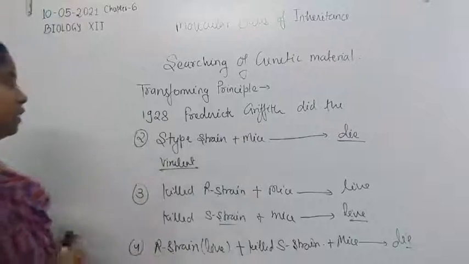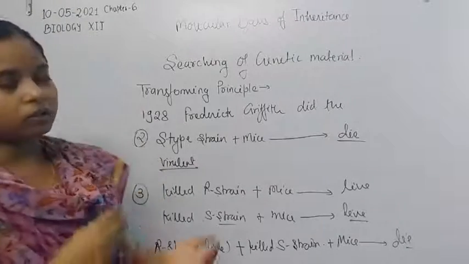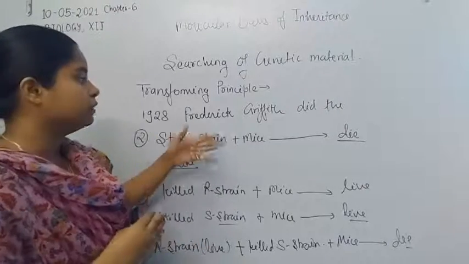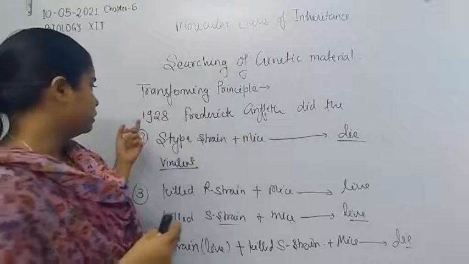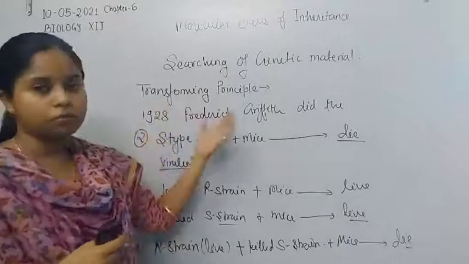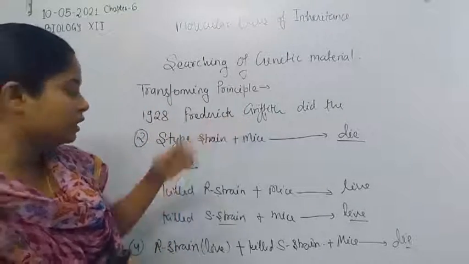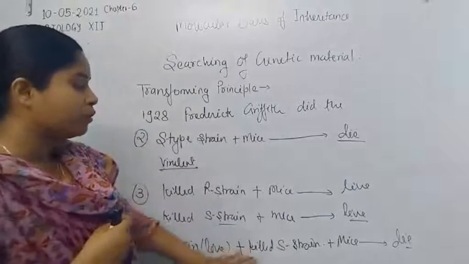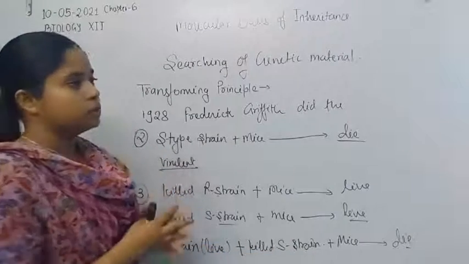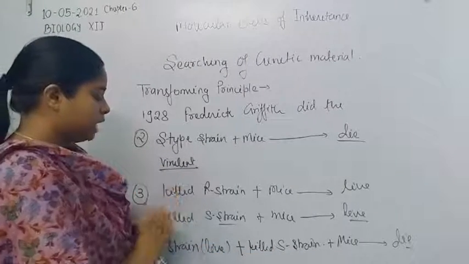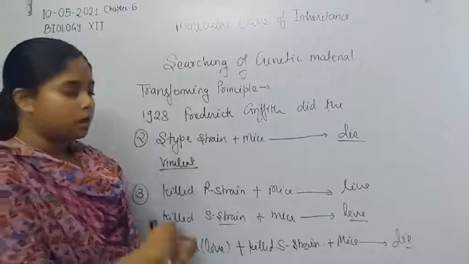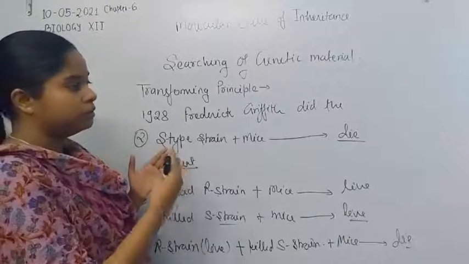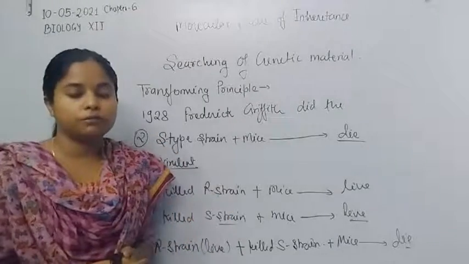So here is the overall conclusion: the experiment of Griffith was done in 1928, and that is the transforming principle. According to him the R type of strain converted into the S type of strain, but what makes the R strain able to transform into the S type of strain was not given by Griffith. This was given by different scientists.